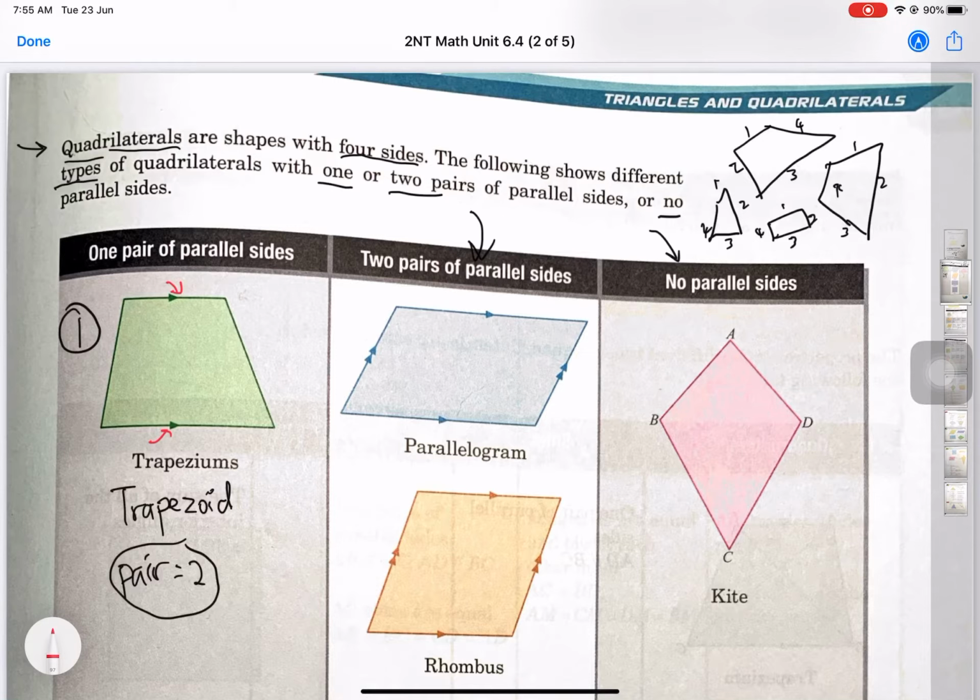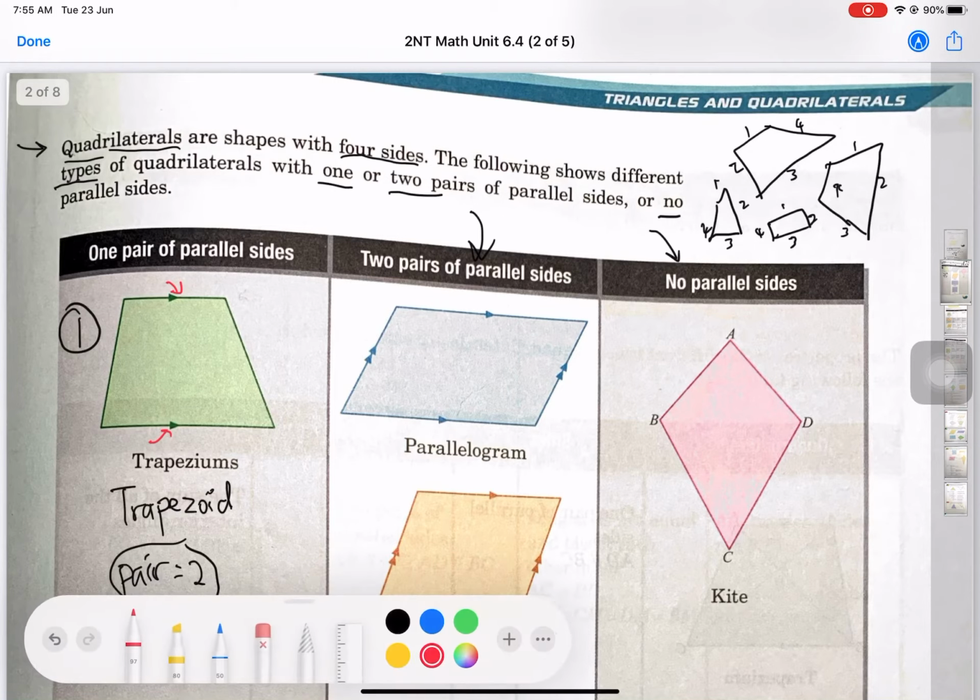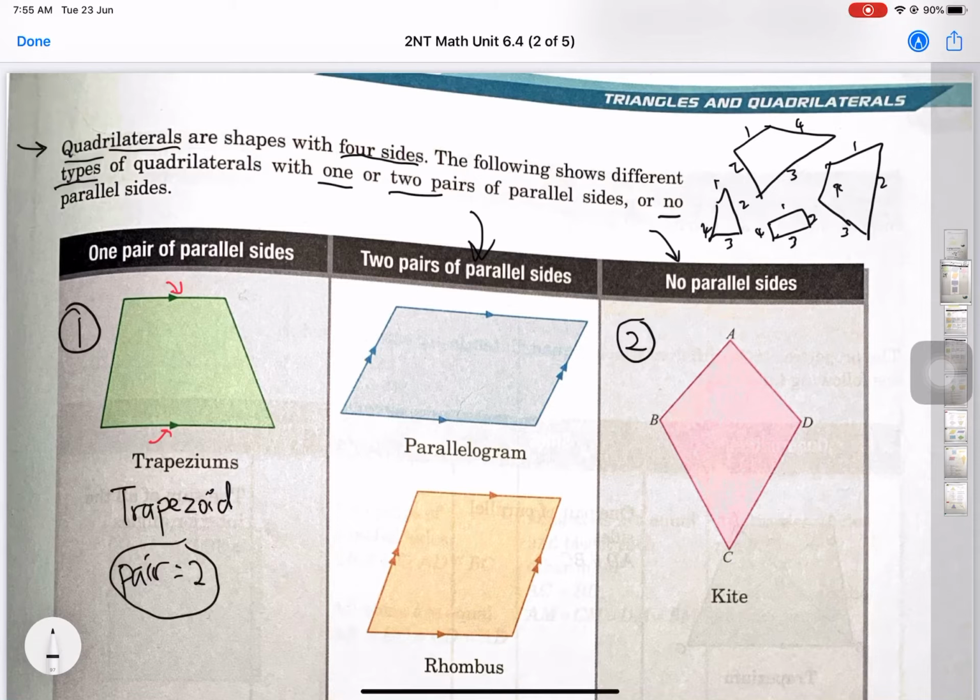Now what about this kite? That's type number 1, trapezium. Type number 2, kite. For a kite, there are no parallel sides, meaning that if you look at side AB and side CD, they are not parallel. There's no arrow to indicate that they are parallel. If you look at the trapezium, there's the arrow, which means parallel. For this kite, there are no parallel sides. AB and CD are not parallel to each other.